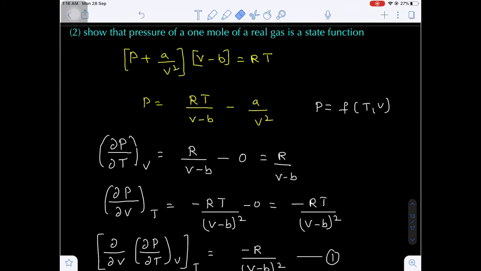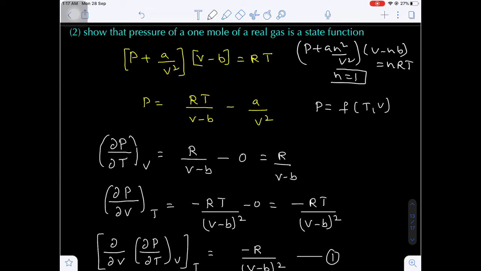Okay. Now there is one more question. Show that the pressure of 1 mole of a real gas... We know what the van der Waals equation is: (P + a n²/V²)(V − nb) = nRT. Now if you put the n value as 1, that is, the number of moles of a real gas is 1, then you will get which expression? (P + a/V²)(V − b) = RT.